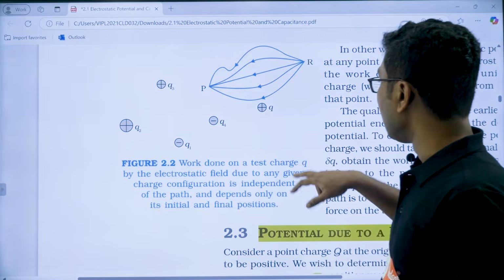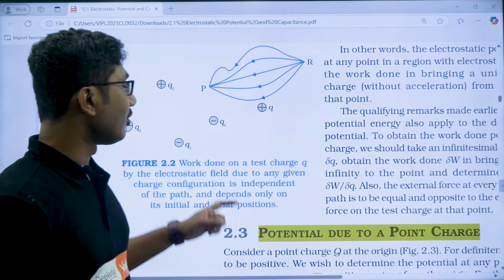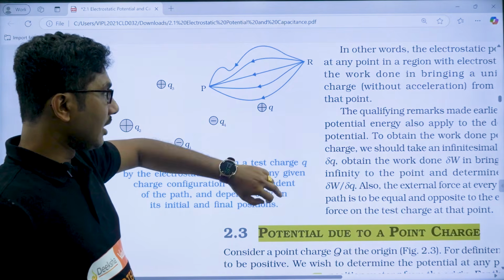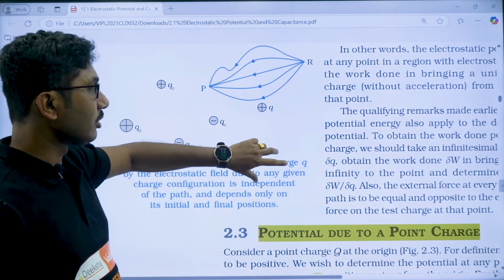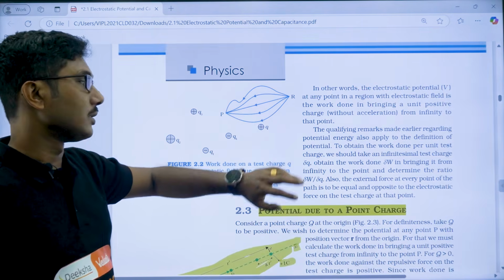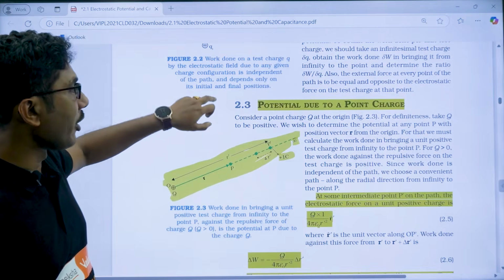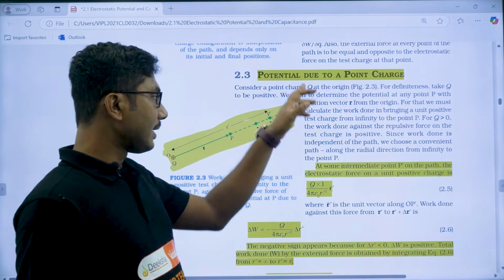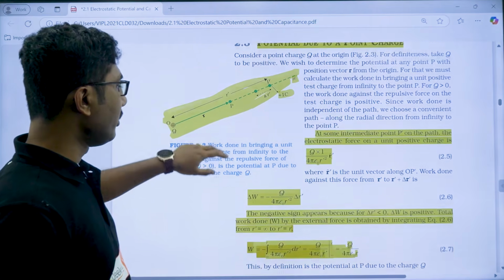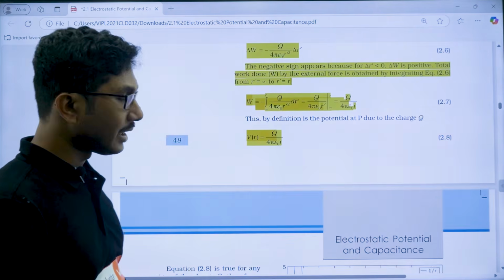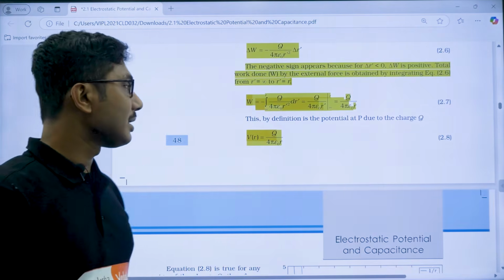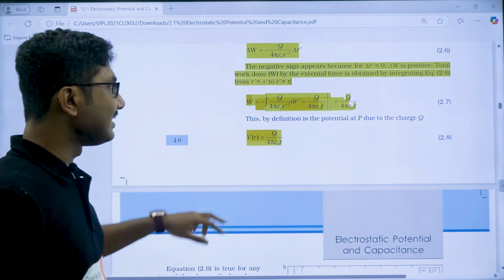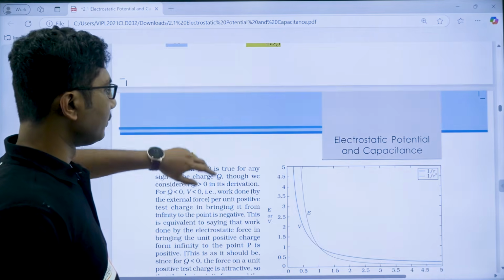Next, if you see this diagram, I have already drawn a similar diagram like this. This is another diagram, where they have shown that electric potential is also independent of path. Now, the potential due to a point charge, the derivation is super important. You have to draw this diagram, and these are the steps to do the derivation. I have done the derivation in my Brahmastra class, you can check that out. If you are studying from the book, you have to remember these steps that you have to follow.